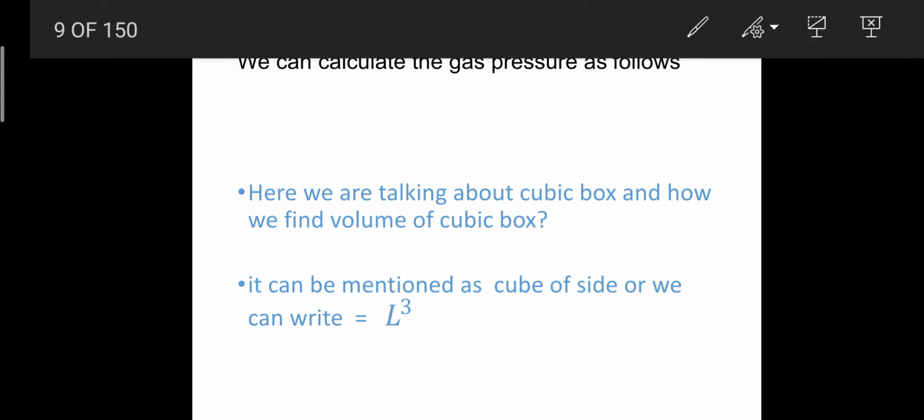Hello students. In the previous video we studied the diagram of molecules combined in a cubic box, and we are interested in finding the pressure on that particular molecule with respect to speed. So here we are trying to make an equation using the basic formula P is equal to mv.